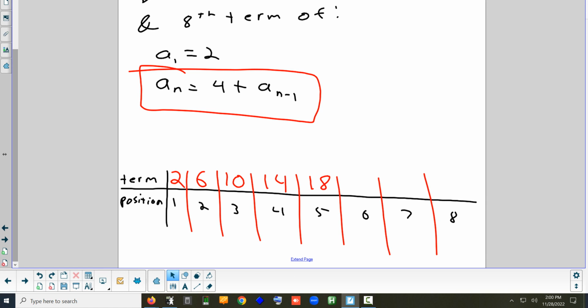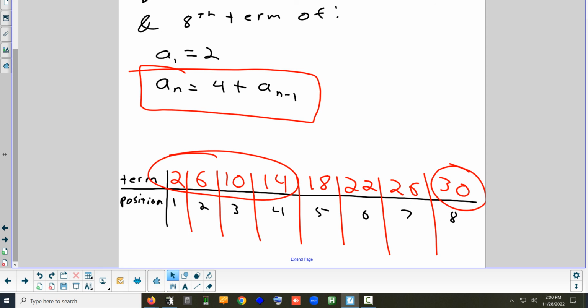So the next term would be 18. And then 22. And the next one? 26. And the last one? 30. That's the one they really want. The 30th, the one in the 8th spot, and the first 4. These other 3, we didn't want to have to find them, but there's no way to get to the 8th one without going through them.